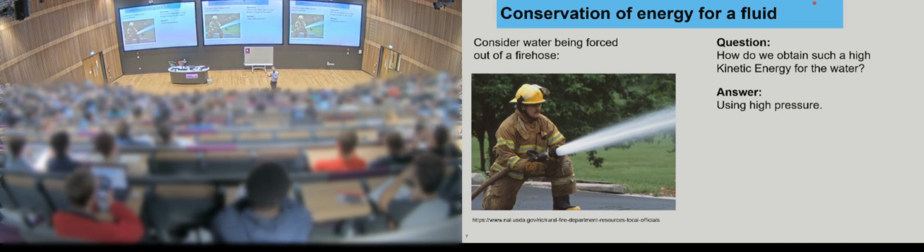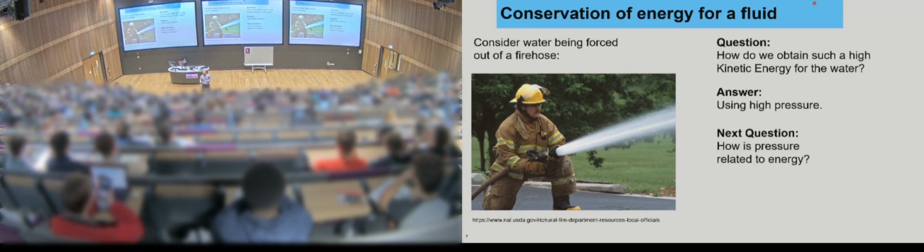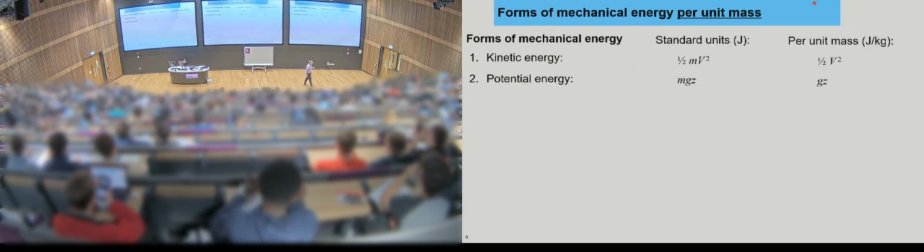But now we've got another question, slightly more awkward. How is pressure related to energy? We've just said, I get high kinetic energy fluid, high velocity, by putting it under high pressure and releasing it through a hose. But how is pressure related to energy? That's a question we're now going to consider.